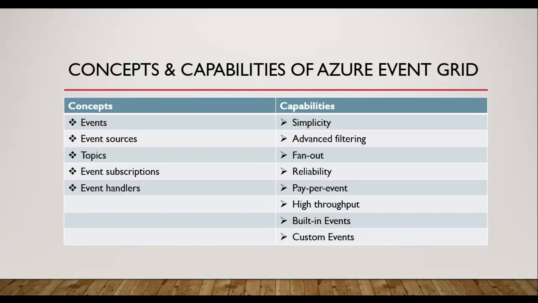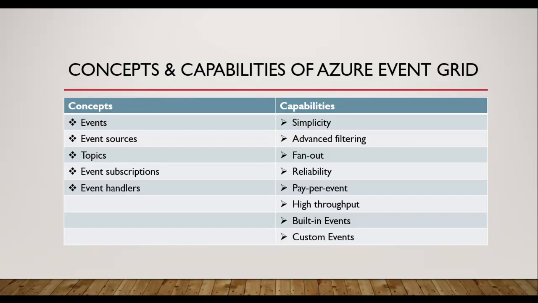Then under the capabilities, here are some of the key features of Azure Event Grid. Simplicity: point and click to aim events from your Azure resource to an event endpoint. Advanced filtering: filter on event type or event published path to make sure event handlers only receive relevant events. Fan out: subscribe several endpoints to the same event to send copies of the event to as many places as needed. Reliability: 24 hours retry with exponential backoff to make sure events are delivered. Pay per event: pay only for the amount you use Event Grid.